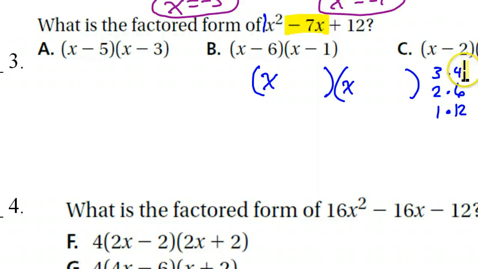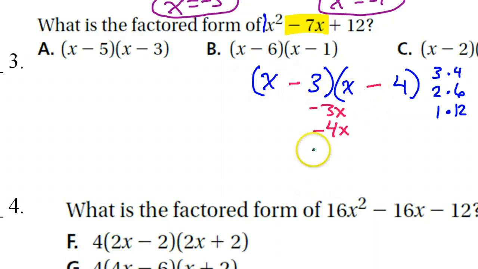7. 3 plus 4 is 7, so that's looking good. 3, 4. Inner plus outer equals middle. Inner, I have 3x. Outer, I have 4x. If I want a negative 7, I would need both of these to be negative. That means both of these would have to be negative. Would that give me a positive 12? Yes, a negative times a negative is a positive.